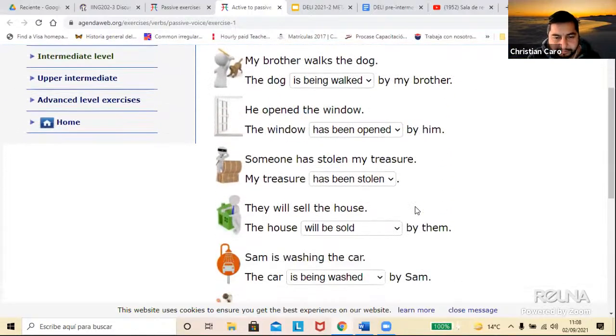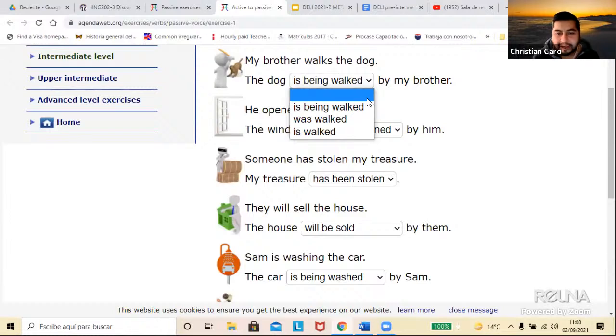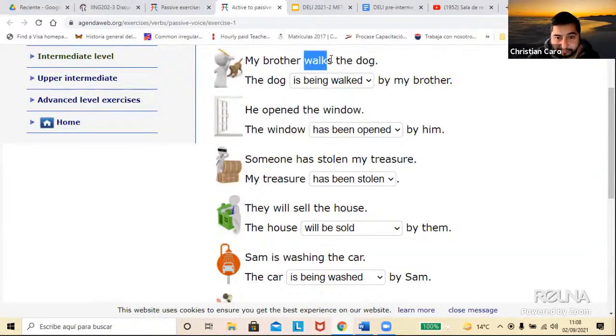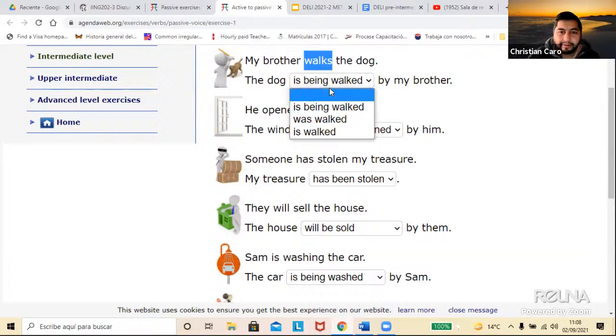Entonces vamos a revisar las primeras que ustedes me dijeron ya. My brother walks the dog y dice, the dog is being walked by my brother. ¿Hay algo que cambiar ahí o está todo ok? El walks está en present simple. Está en present simple. ¿Ya? Para que usted sepa. Por lo tanto, ¿mantenemos el the dog is being walked o lo cambiamos? ¿Qué dice mi gente?